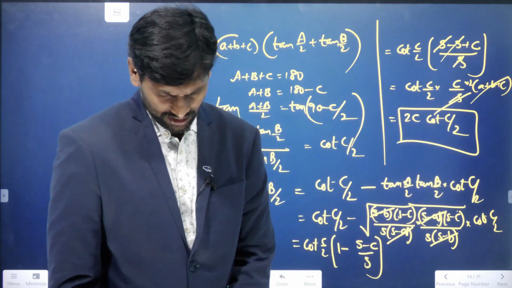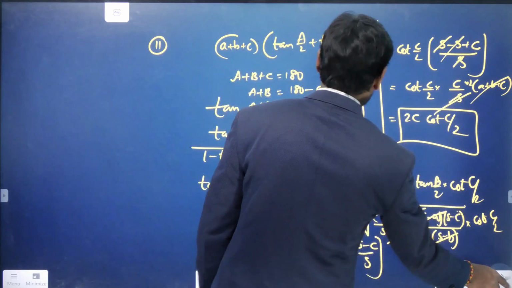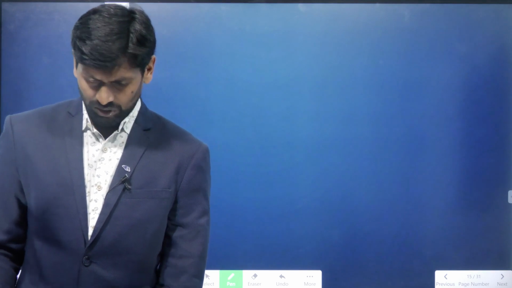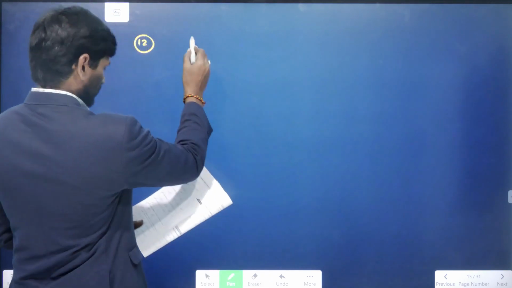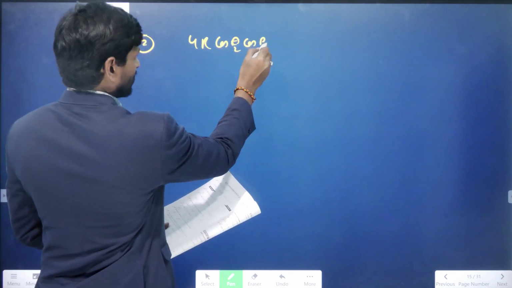That's it. Let us go to the next problem. Problem number 12. The 12th problem, 4R cos A by 2, cos B by 2, cos C by 2. So just try to apply the cos A by 2, cos B by 2, cos C by 2 formula like this only. So 4R cos A by 2, cos B by 2, cos C by 2.